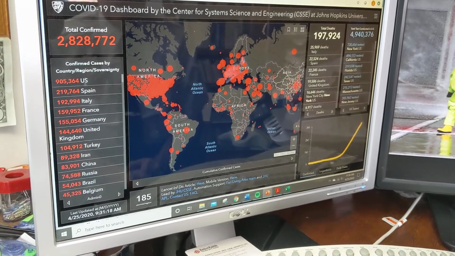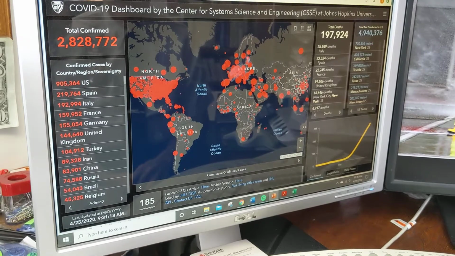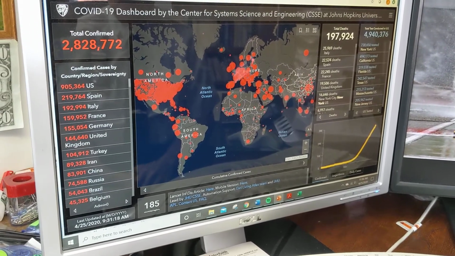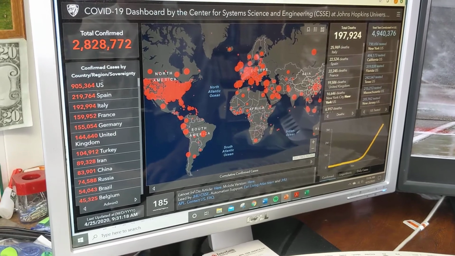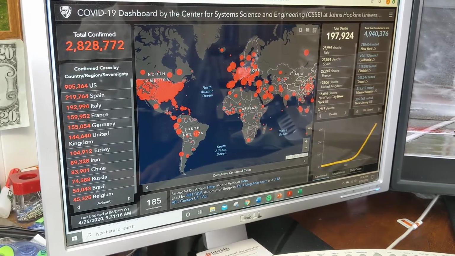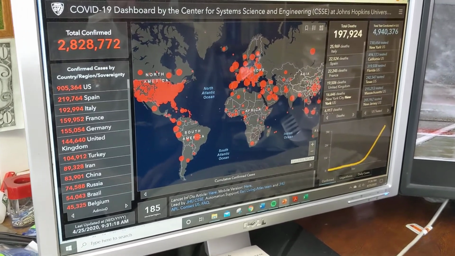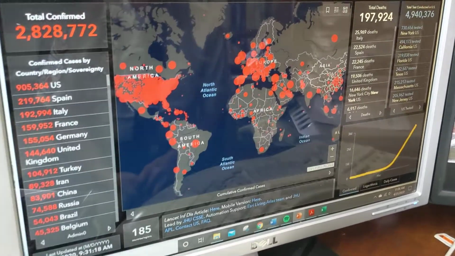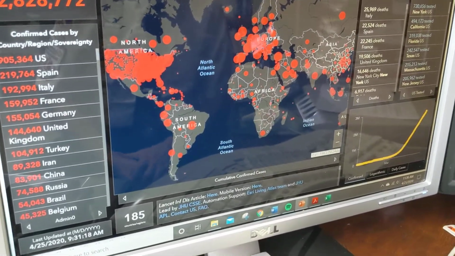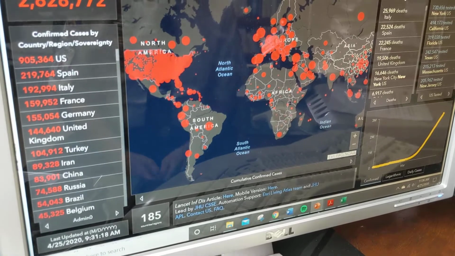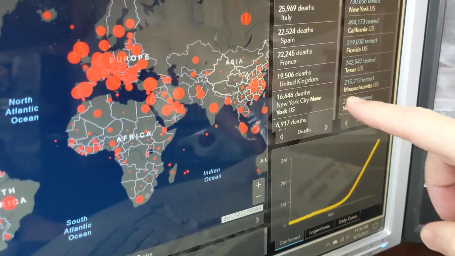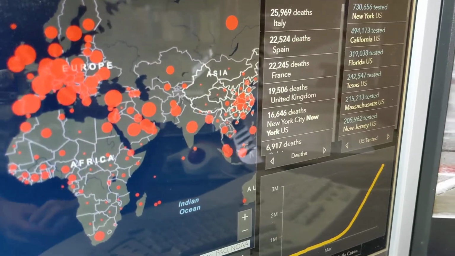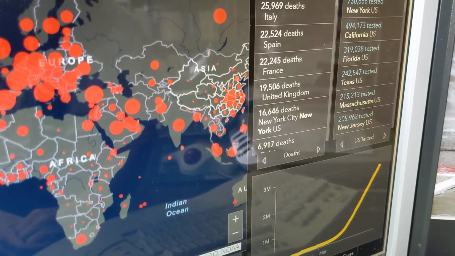Around the world, it's showing about 2.8 million people confirmed with COVID-19. The United States has the majority of them, with over 900,000, almost a million cases. And as far as number of deaths, you can see that New York City ranks fifth, with over 16,000.